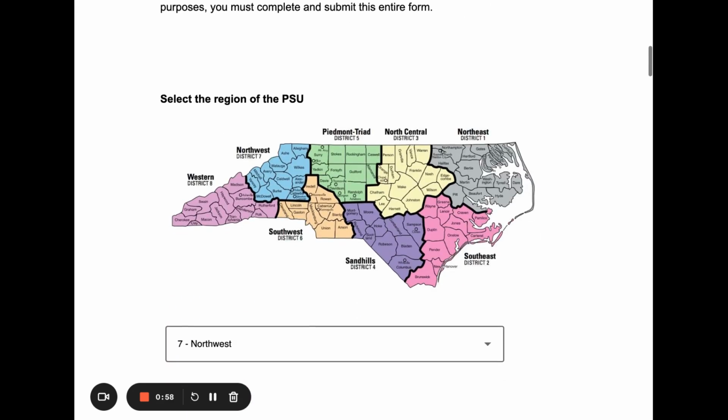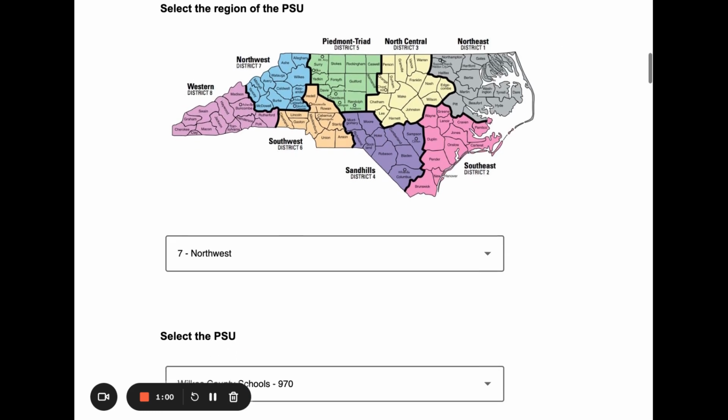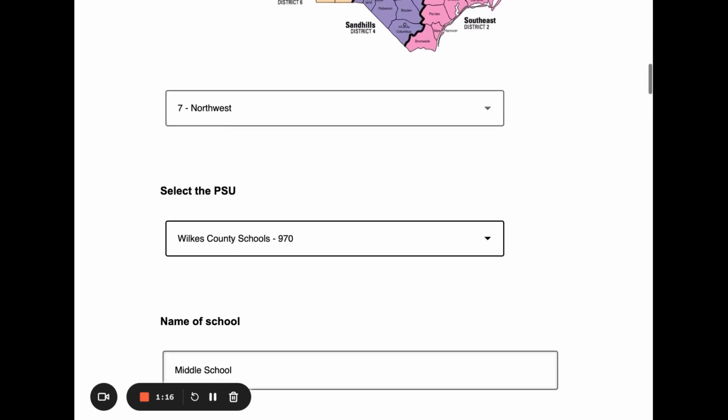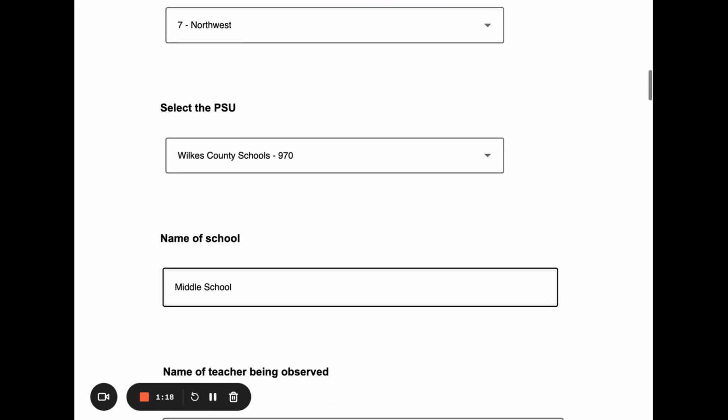The first question on the page includes the region or public school unit. Mr. Willaby teaches in the Northwest region. Each region is listed in the drop-down menu. Next, I need to indicate in which district Mr. Willaby teaches. He teaches in Wilkes County Schools.